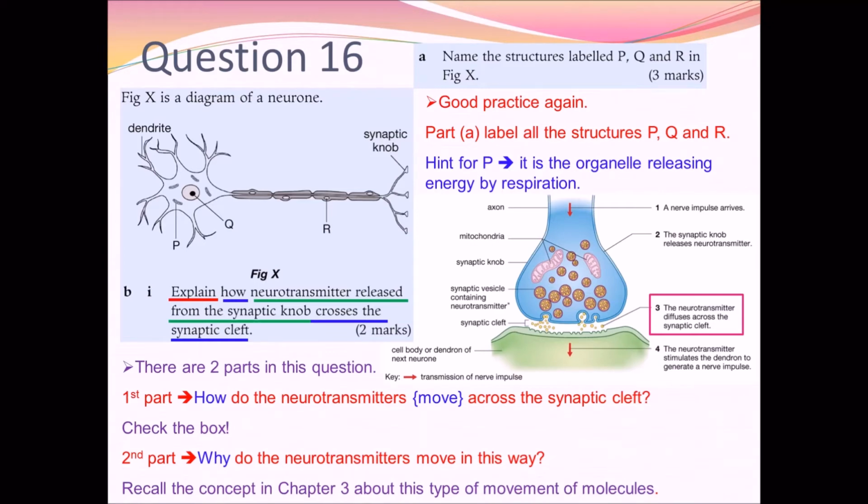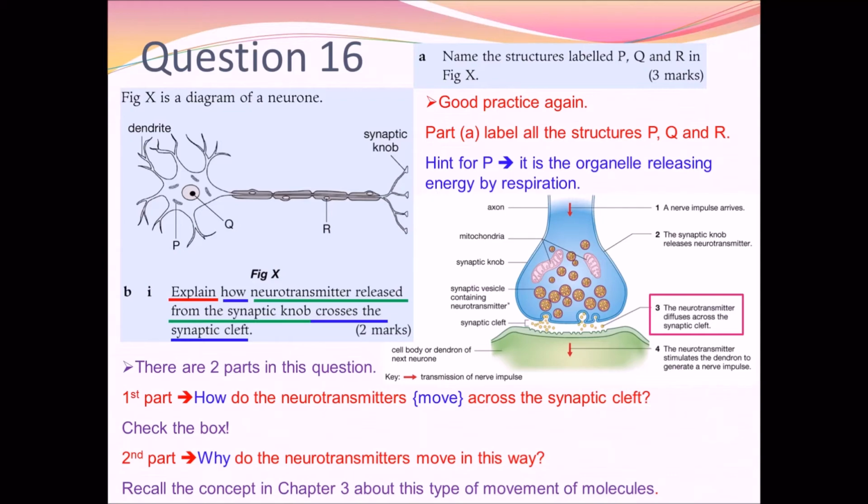The first part is talking about how, and the second part is talking about why. Why does the neurotransmitter move in this way? So what you need to do is recall the concept in chapter 3 about this type of movement of molecules. After we analyze the question, there are two parts. So now we are going to talk about how we can answer this question.